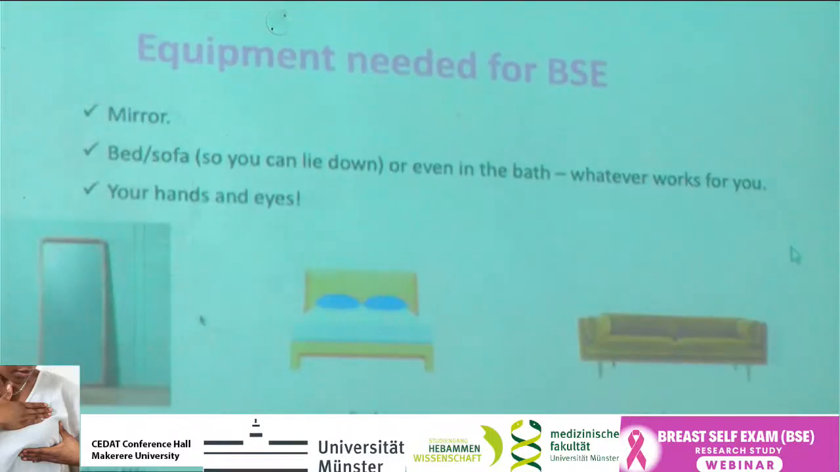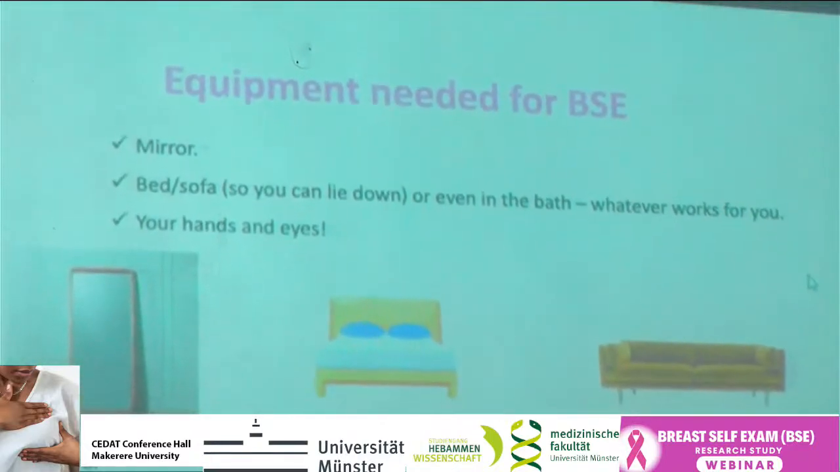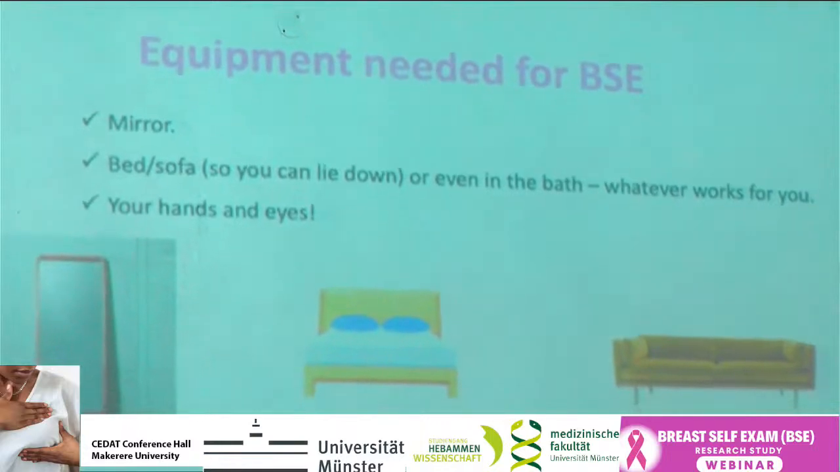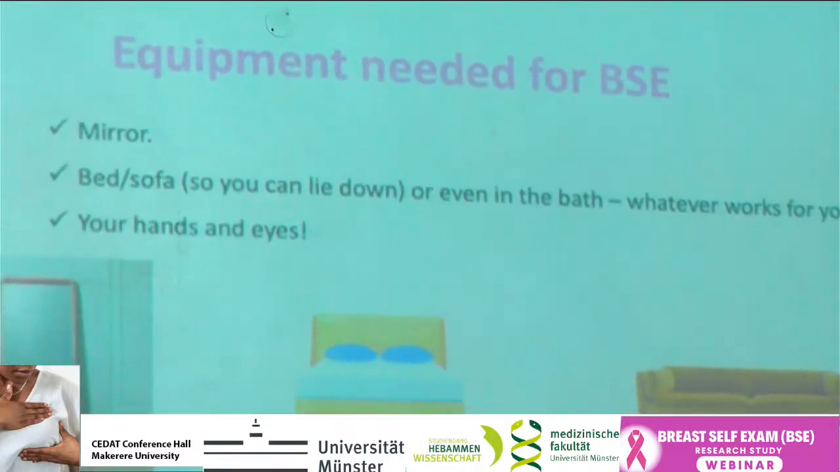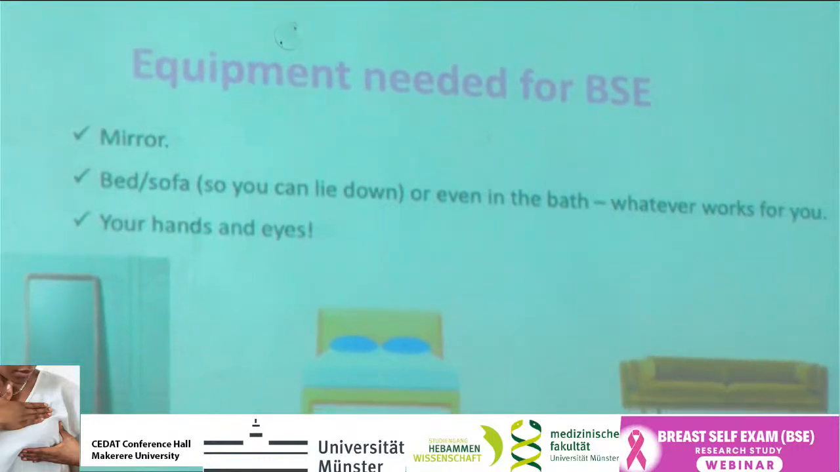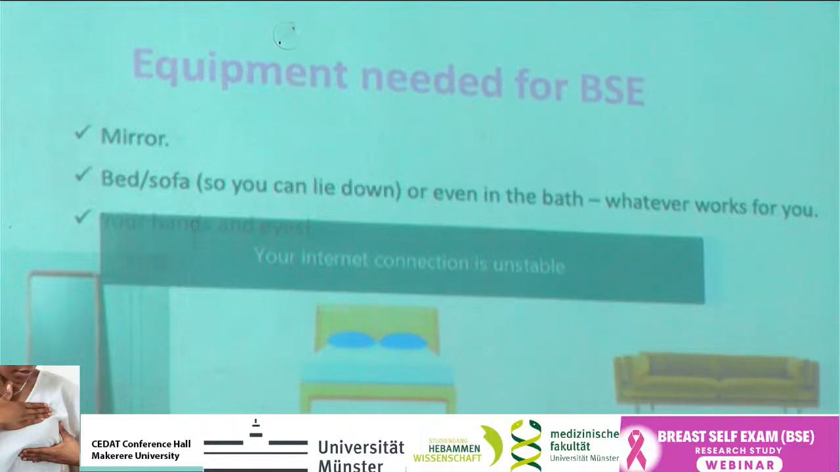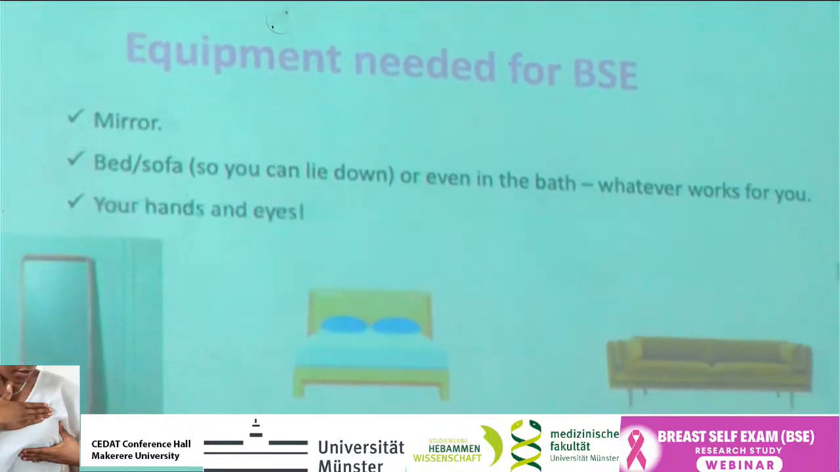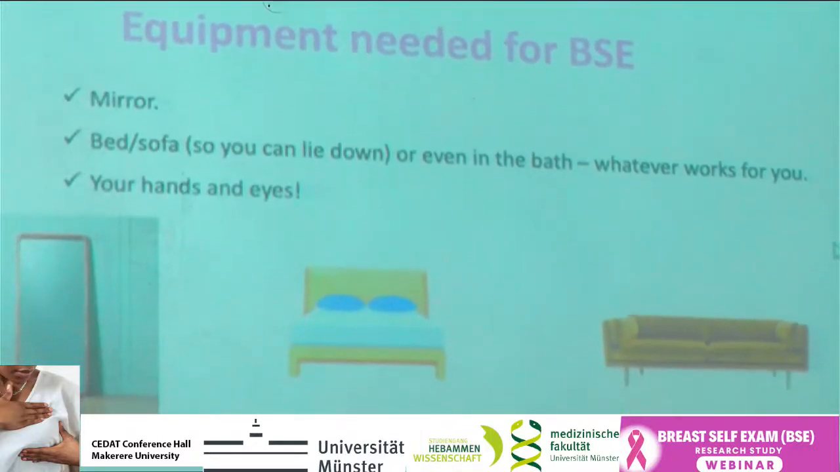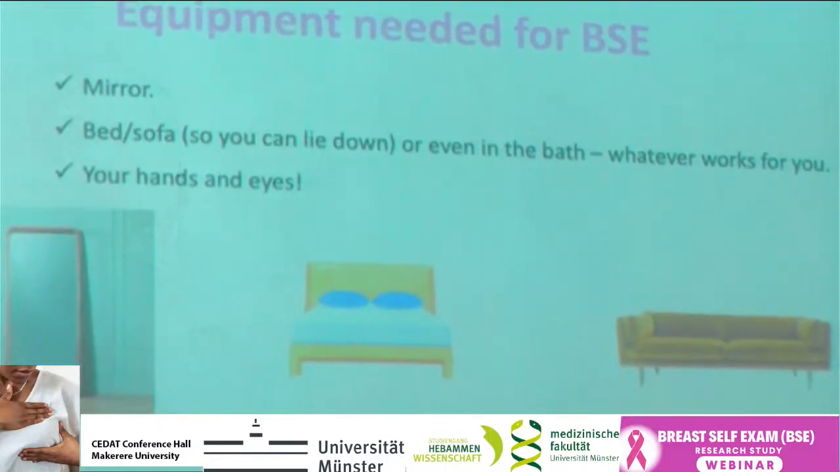What do we need as equipment for performing a breast self-examination? First of all, you need a mirror, and you need a bed to lie on. That can be a bed, a mattress, a sofa, a mattress on the floor, or whatever works for you, or even in the bath or in the shower. You need your hands and you need your eyes.